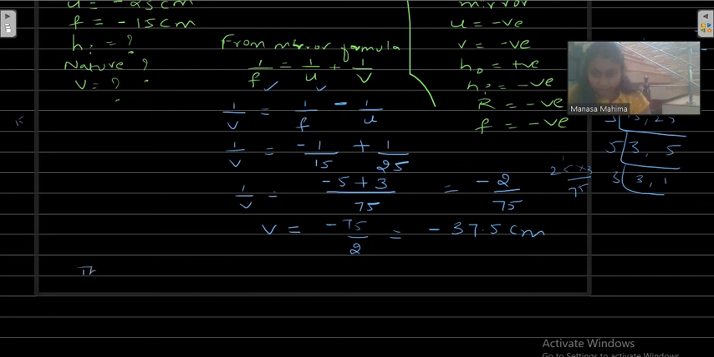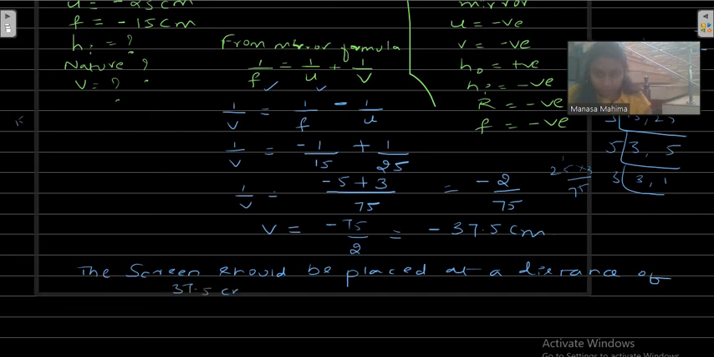The screen should be placed at a distance of 37.5 centimeter to get the image. Okay, this negative sign shows it is towards the left side, so you are getting the negative side.